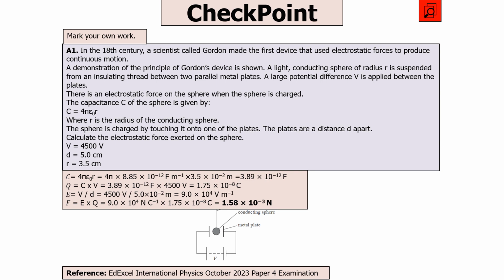We can then say Q equals CV, so we can work out Q. We've just worked out C. We know V is 4,500 volts, so you get 1.75 times 10 to the minus 8 coulombs. We then know from the electrical fields module that a capacitor is a uniform electrical field, so its uniform electric field strength is V over d. Pop in those values. We know d to be 5 times 10 to the minus 2 meters, so it's 9 times 10 to the 4 volts per meter, and therefore F equals E times Q. That is the electrostatic force equation. So you pop in those values and you get 1.58 times 10 to the minus 3 newtons.